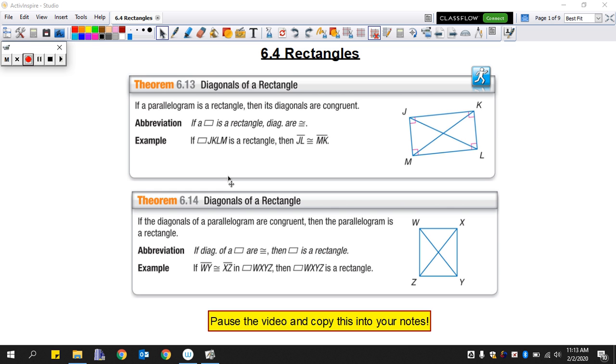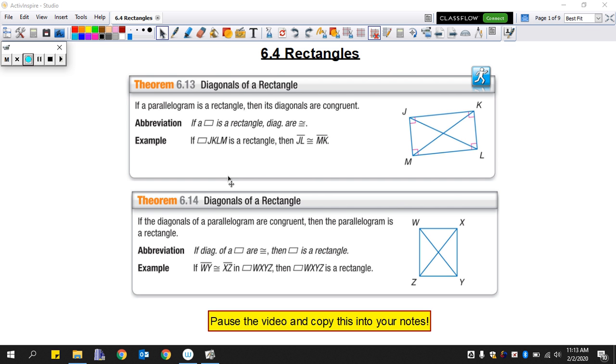The thing that makes rectangles a special quadrilateral is the fact that all of the angles in a rectangle, in each of the four vertices, are right angles. So we have a theorem, theorem 6.13, that talks about the diagonals and then its converse as well.